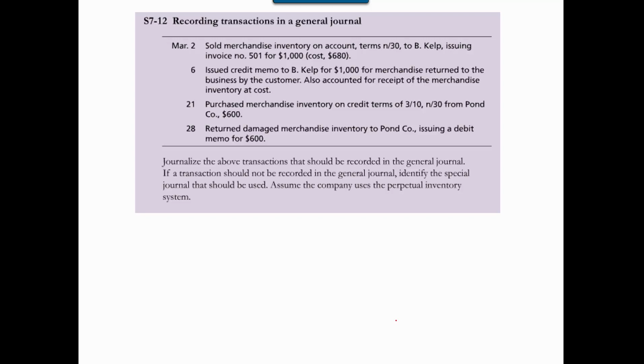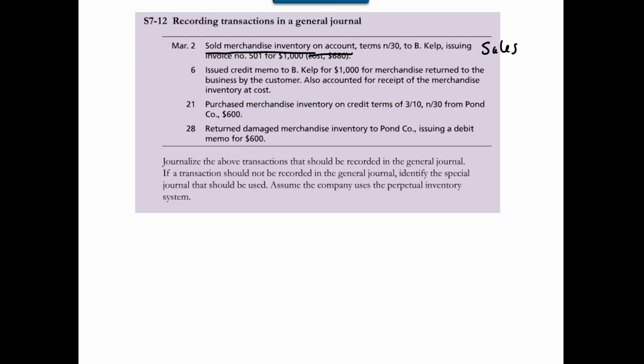This one says, okay, which of these transactions should be in the general journal? If it's not in the general journal, identify which special journal should be used. So the first transaction says sold merchandise on account. Right there, we know that this is going in the sales journal.